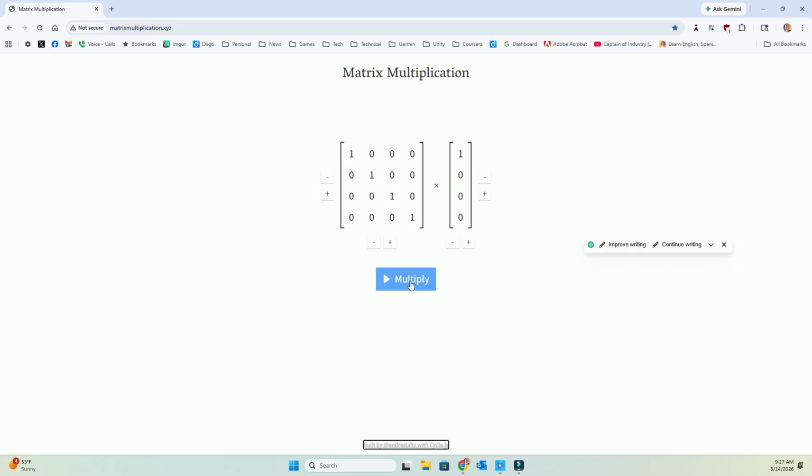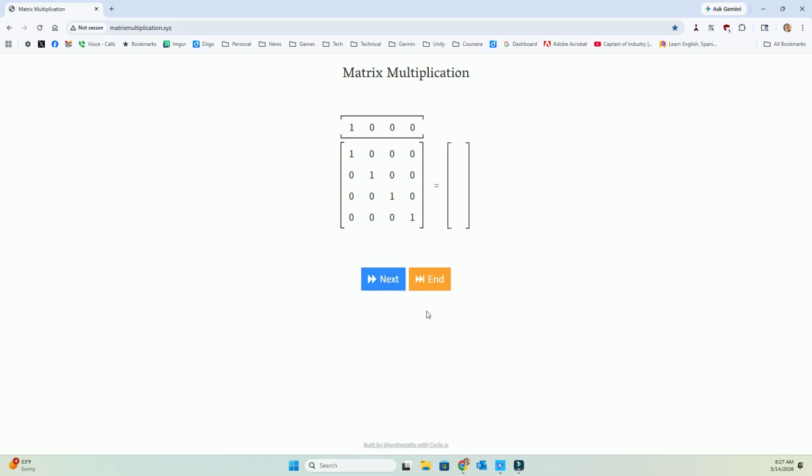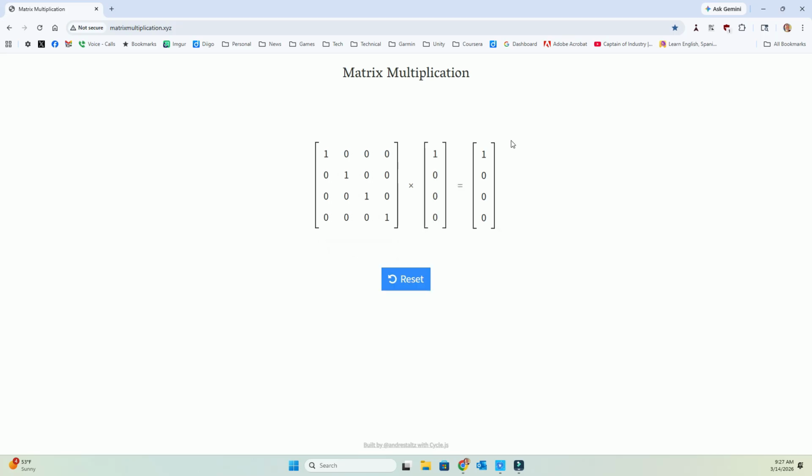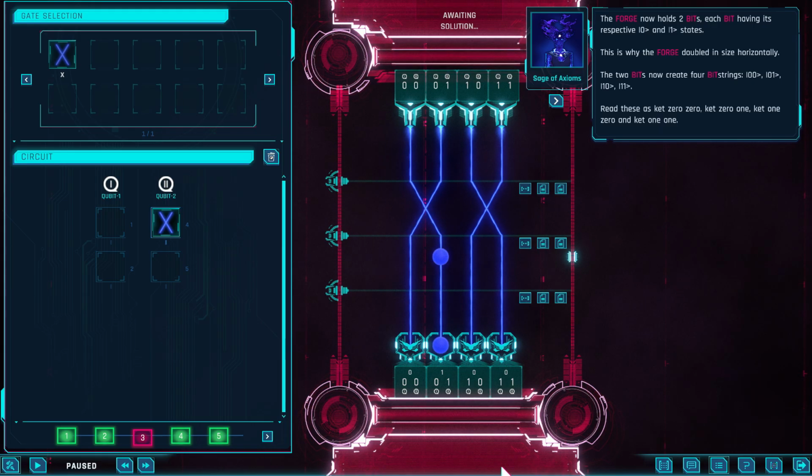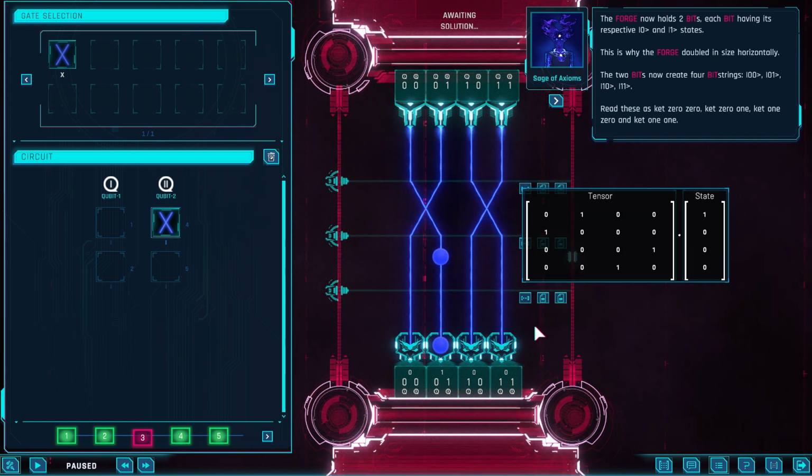And if you multiply this, same thing happens. It's just a few more steps. And you see that the input and the output are the same. But if you put in the X gate, the tensor is going to look a little bit different here. Let's go ahead and now look at the X gate, see what the tensor looks like.